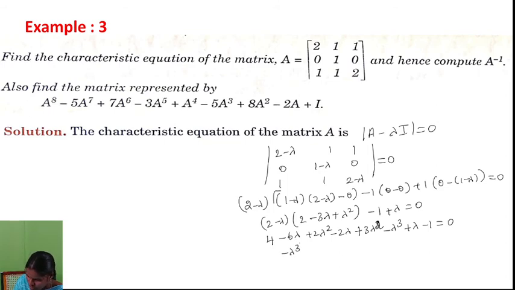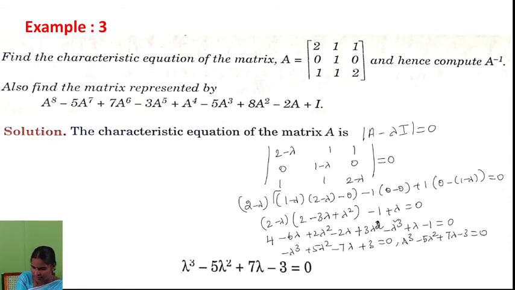Minus lambda cube. First we have written this, then 2 lambda square plus 3 lambda square is plus 5 lambda square. 6 minus 2 is 4, 4 plus 1 is 5... minus 7 lambda, then plus 3 equal to 0. So multiply throughout by minus 1, what do we get? Lambda cube minus 5 lambda square plus 7 lambda minus 3 equal to 0. So this is our characteristic equation.